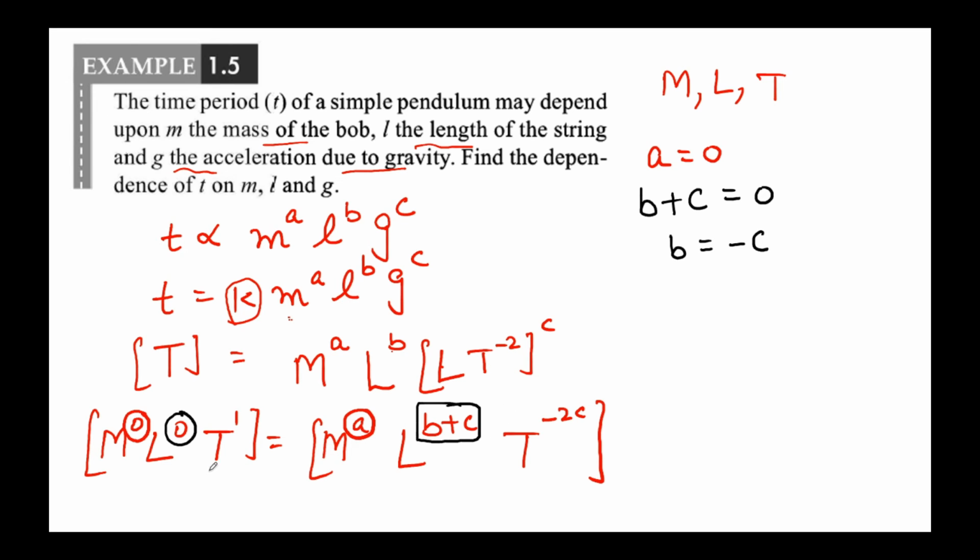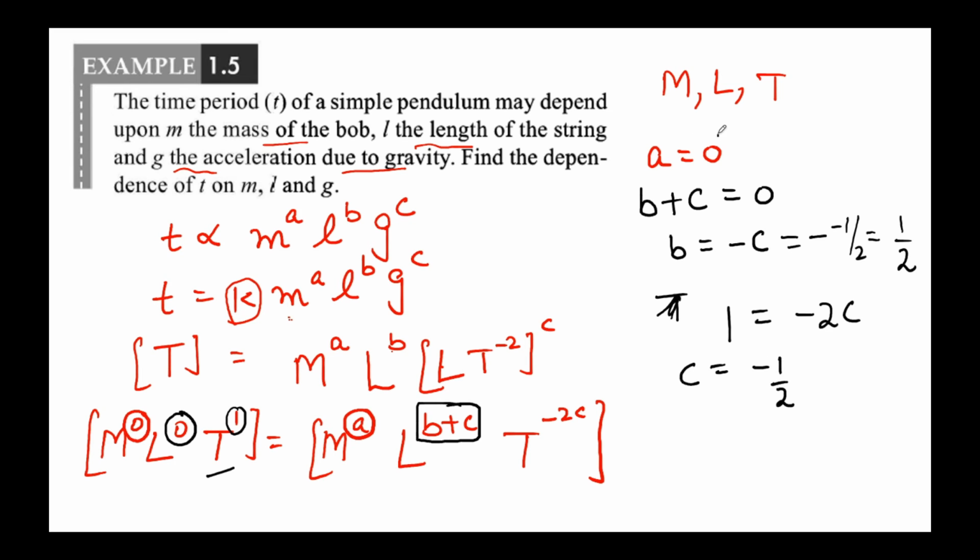Third, equating the power of T, T is equal to 1 on the left hand side, and that is equal to minus 2c on the right hand side. So 1 is equal to minus 2c, and from that c will be equal to minus 1 by 2. Putting the value of c in this equation, minus of minus 1 by 2, so b comes out to be equal to 1 by 2. So we know all these parameters: a is equal to 0, b is equal to 1 by 2, and c is equal to minus 1 by 2.